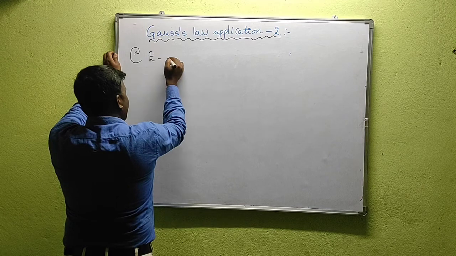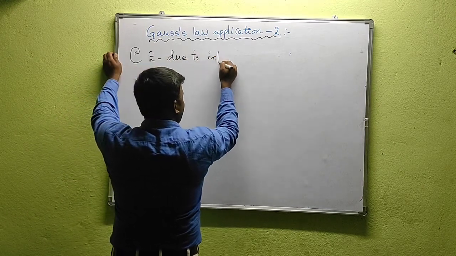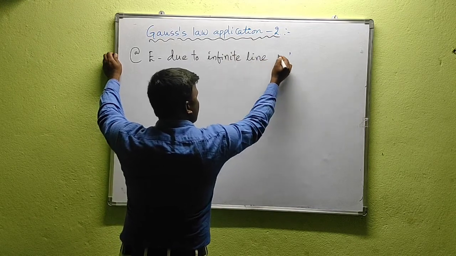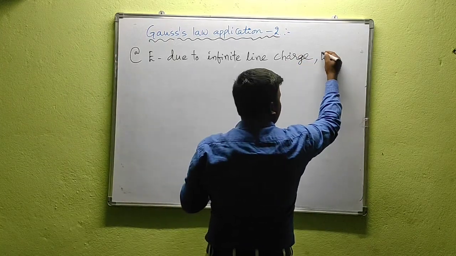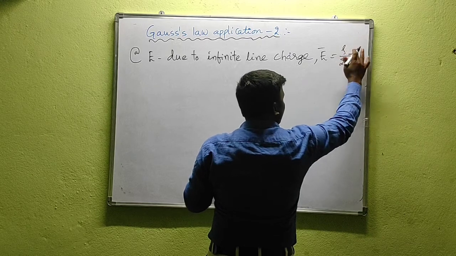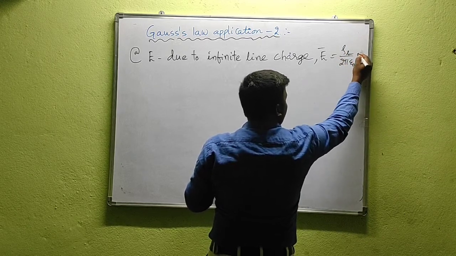E due to infinite line charge by using Gauss law. Already we derived, that is E equal to rho L by 2 pi epsilon naught rho A rho.